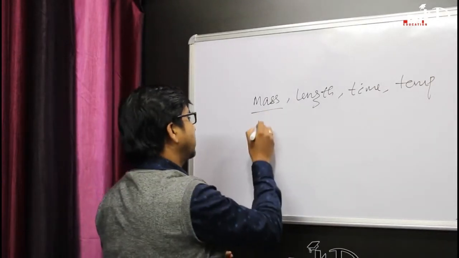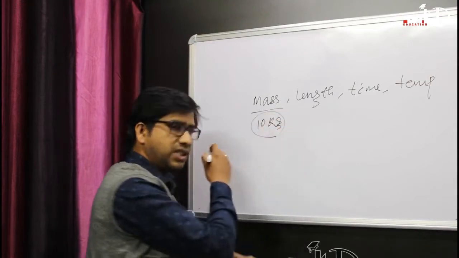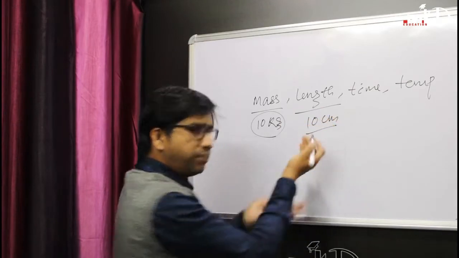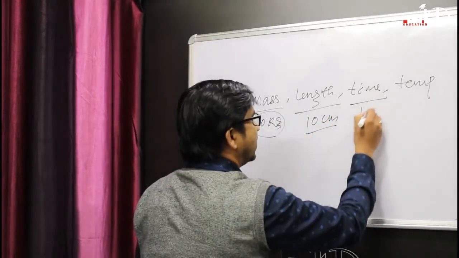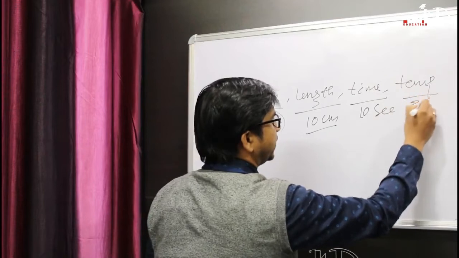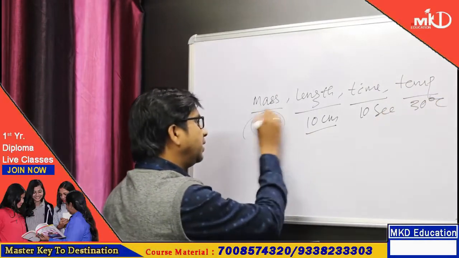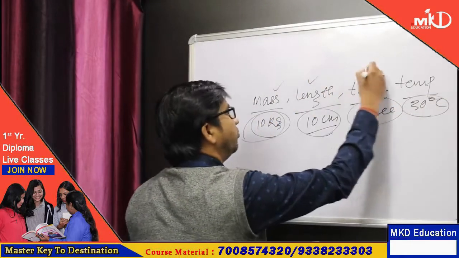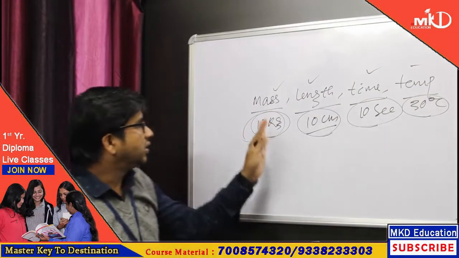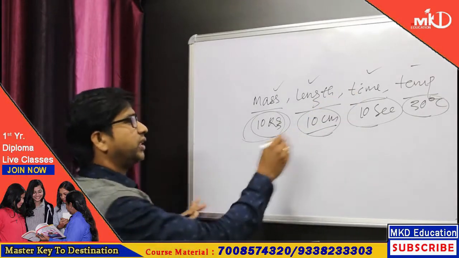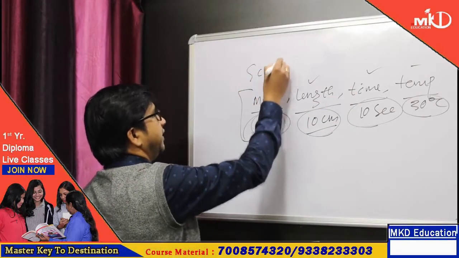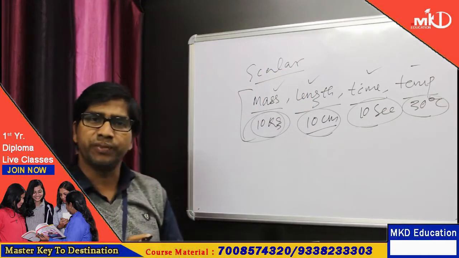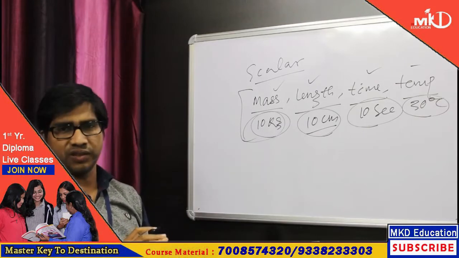For example, mass 10 kg completely represents the mass value. Length 10 centimeter, time 10 second, temperature 30 degree centigrade. By specifying the magnitude, we can completely define the value of these quantities. So these quantities are called scalar quantities, right? The quantities which can be expressed only by means of magnitude are scalar quantities.